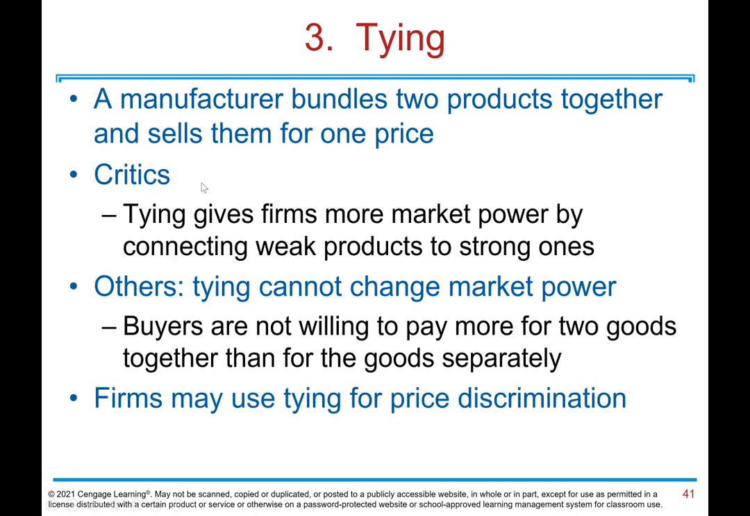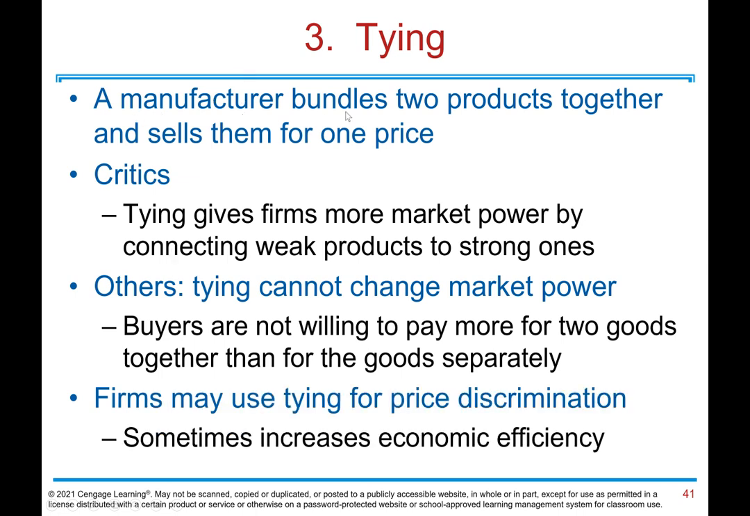Number three, tying. A manufacturer bundles two products together and sells them for one price. Critics say that tying gives firms more market power by connecting weak products to strong ones. Others say tying cannot change market power. Buyers are not willing to pay more for two goods together than for the goods separately. Firms may use tying for price discrimination, which sometimes increases economic efficiency.